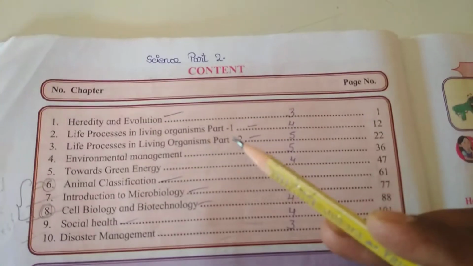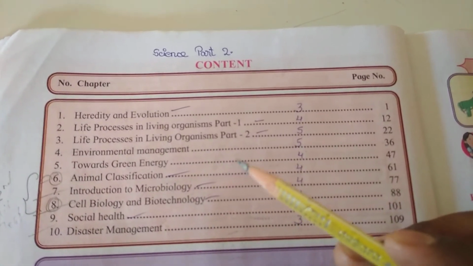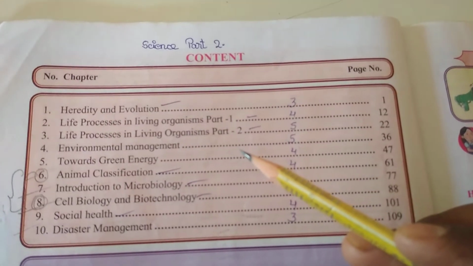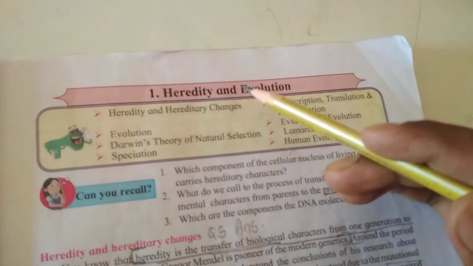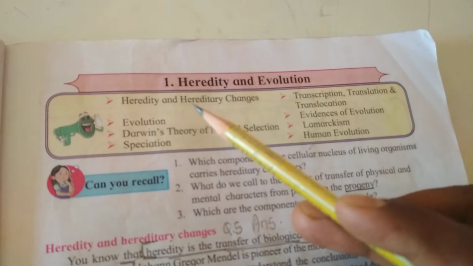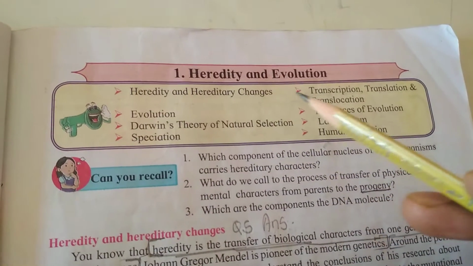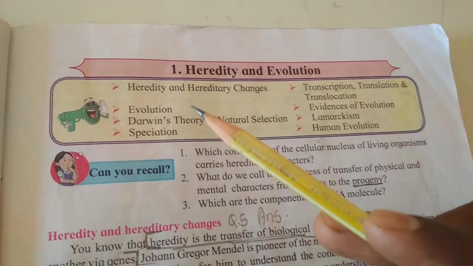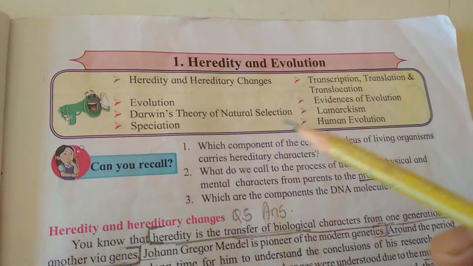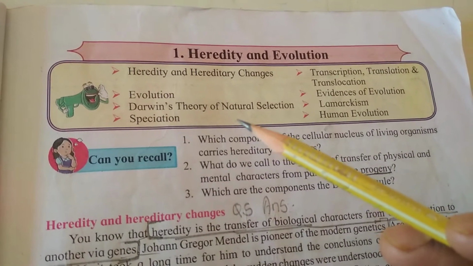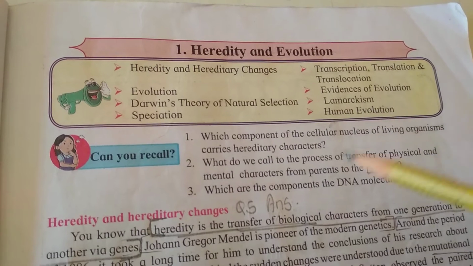Science and Technology Part 2 contains mainly 10 chapters, related to biology, environment, microbiology and biotechnology. So today I am going to start chapter number 1, Heredity and Evolution. In this chapter we are going to study heredity and hereditary changes, transcription, translation and translocation, evolution, evidences of evolution, Darwin's theory of natural selection, Lamarckism, speciation and human evolution.